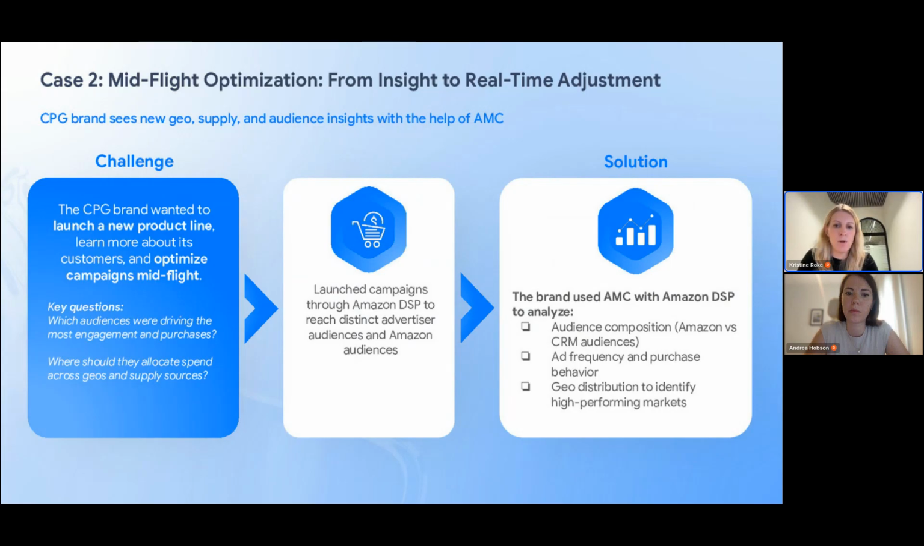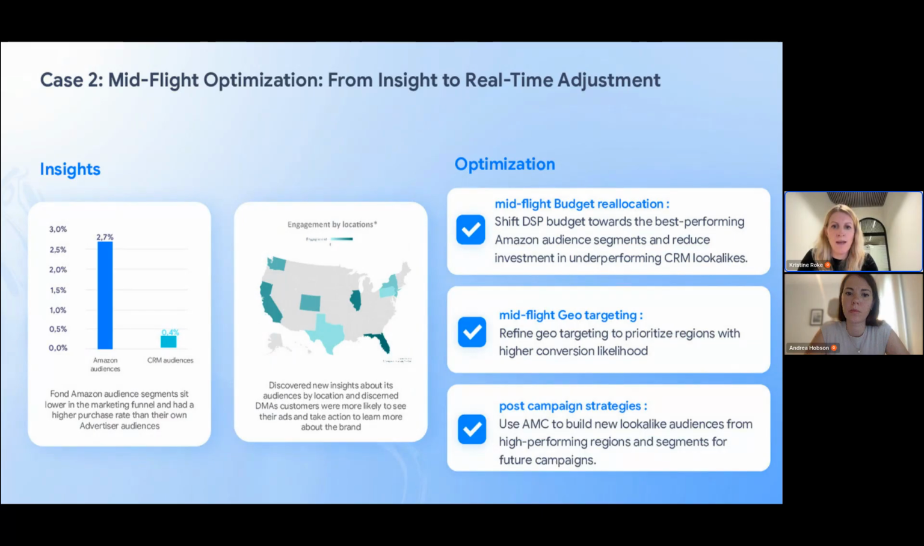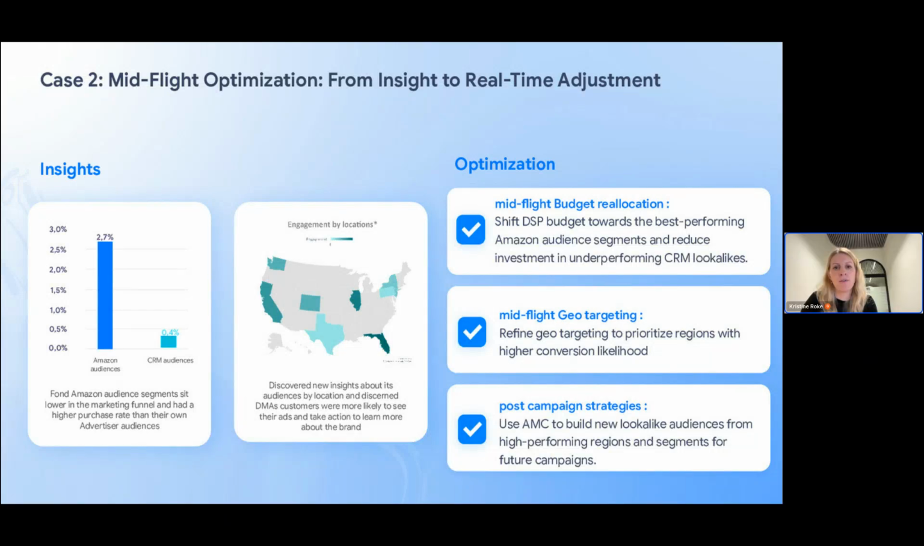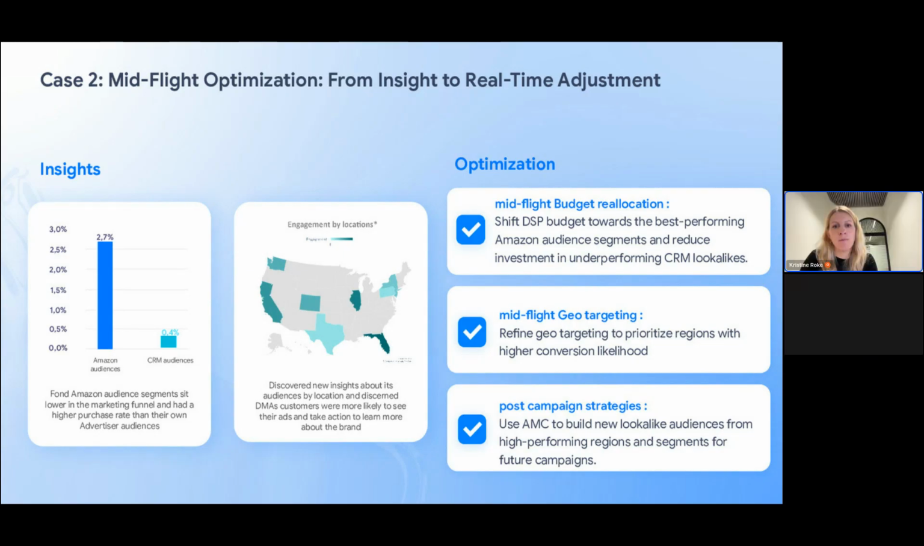And so what they were doing, they were running ads through Amazon DSP, targeting both their own CRM data audiences and Amazon audience segments as well. And by analyzing the event level data, the brand found out that Amazon audiences were driving much higher results, about 6 times higher purchase rates than their CRM lookalikes. They also noticed geographic differences. Some regions were driving better engagement and conversion rates.